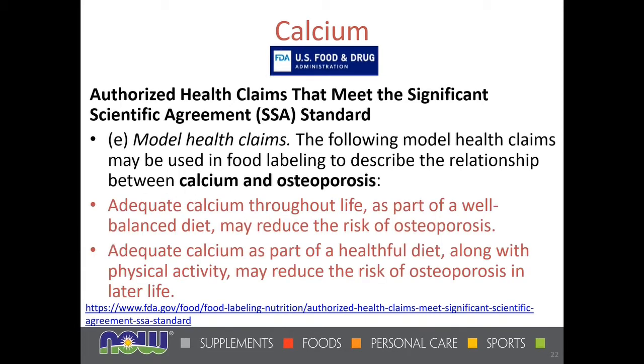So here are some model claims that are presented by the FDA. Adequate calcium throughout life as part of a well-balanced diet may reduce the risk of osteoporosis, and adequate calcium as part of a healthful diet along with physical activity may reduce the risk of osteoporosis in later life. These are a couple of examples that the FDA provides of the kind of claims that they will accept as justified by scientific evidence.